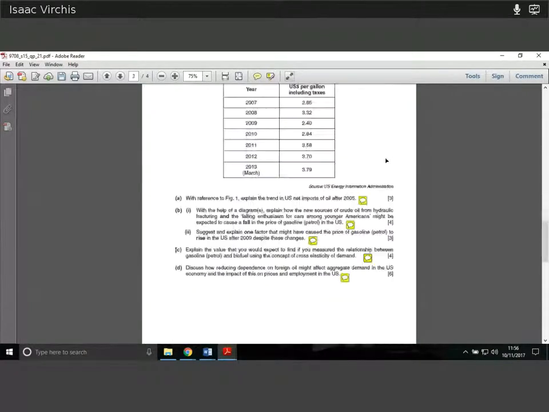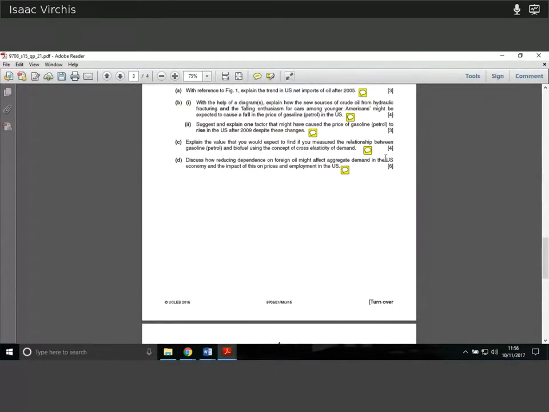So knowing it's a substitute, what do we know about the cross-price elasticity? Well, we don't know how big the cross-price elasticity is going to be. We can't really put a figure on it. What we do know is it's going to be positive because they're substitutes. If it was negative, it would be a kind of complement, so not a substitute.